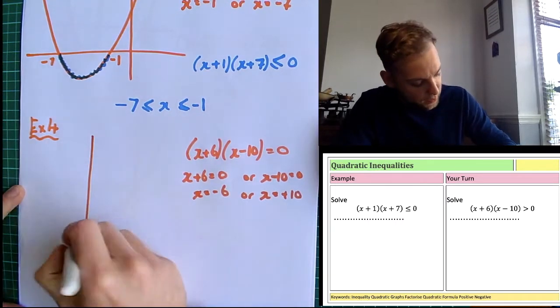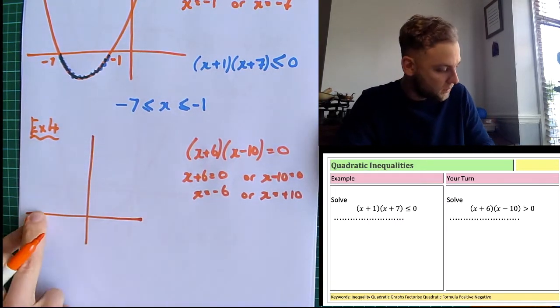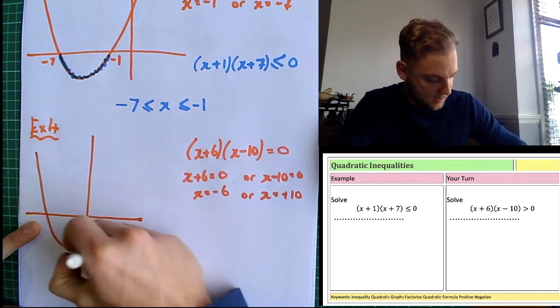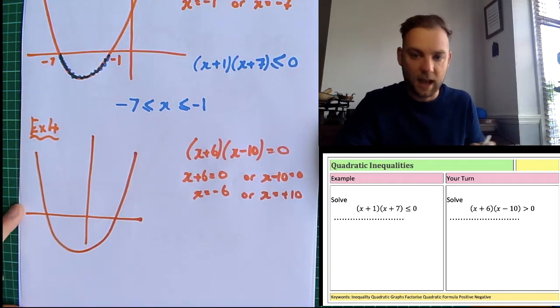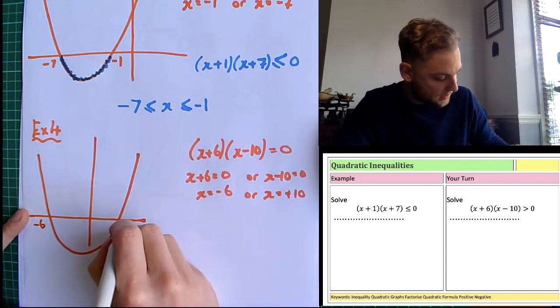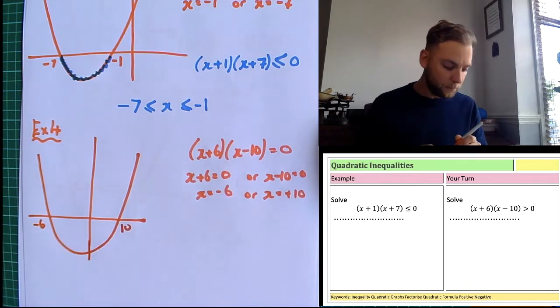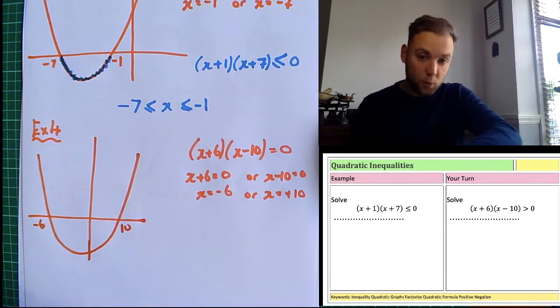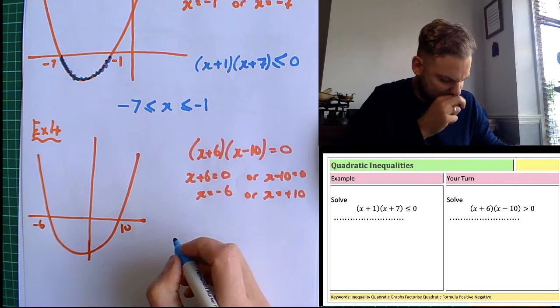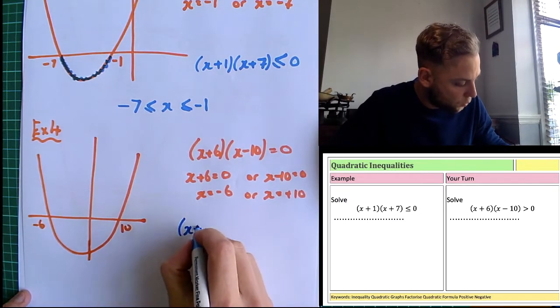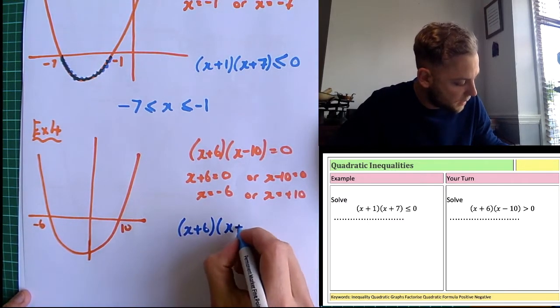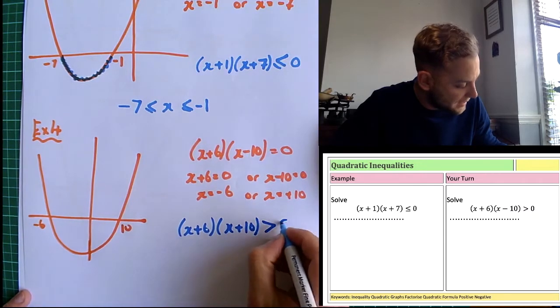So this time I'm either side of this. One's going to be -6, one's going to be 10. So there like that. Okay, so -6 and 10 there like so. Now, this time we're looking for when it's greater than 0. So when x plus 6 times x minus 10 is greater than 0.